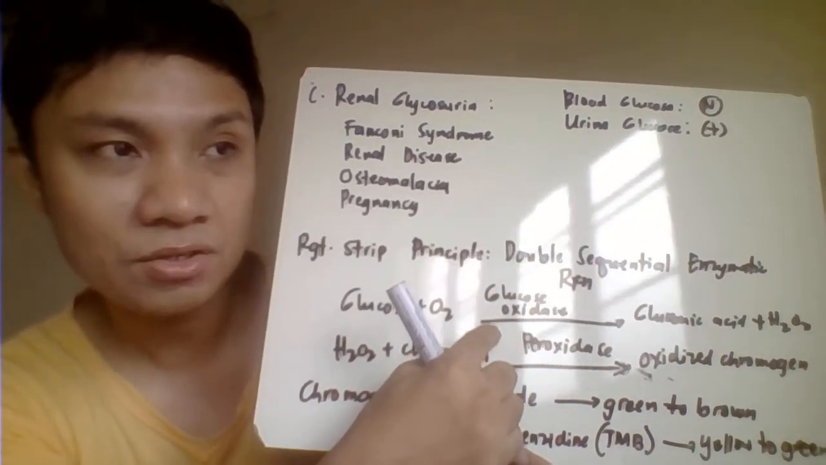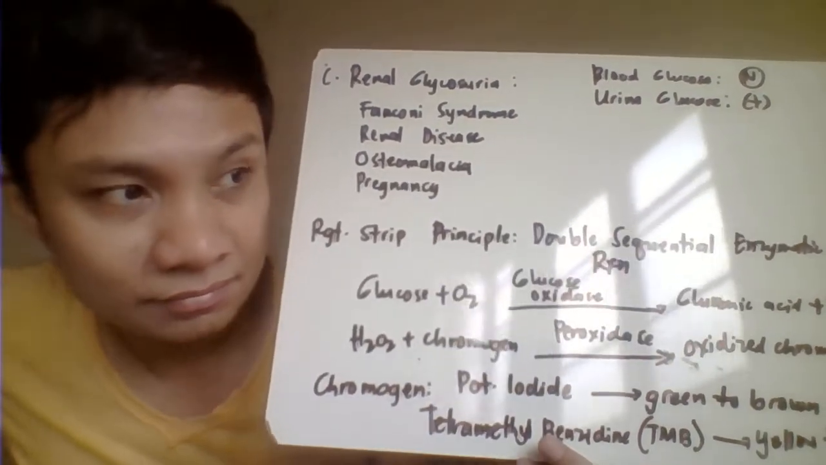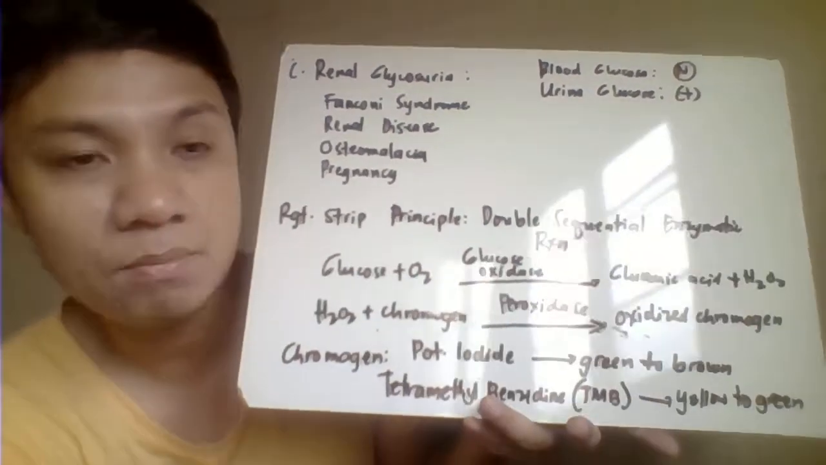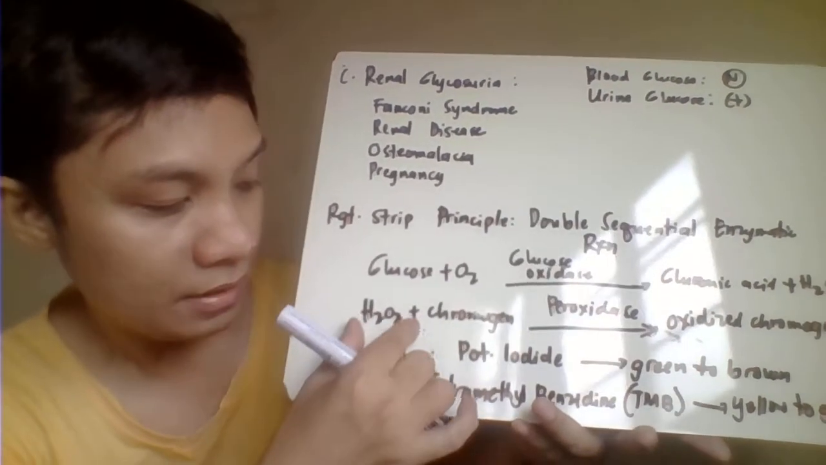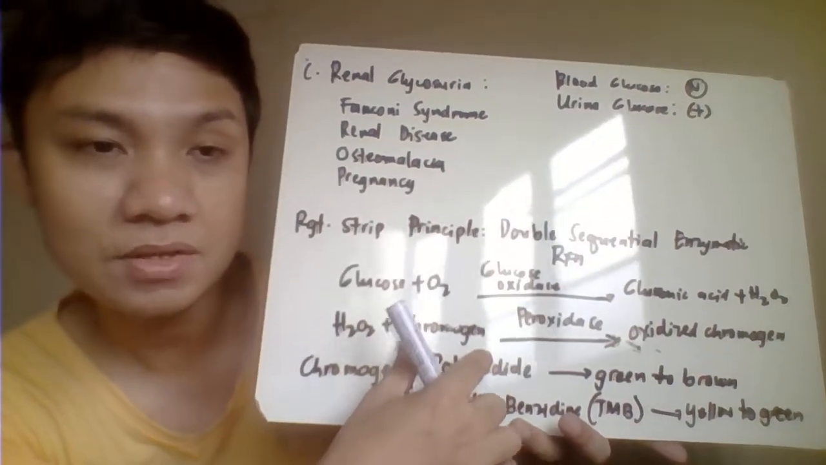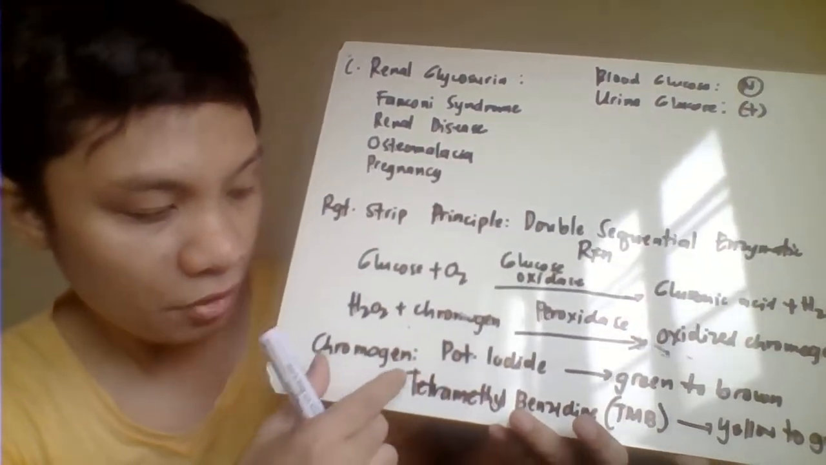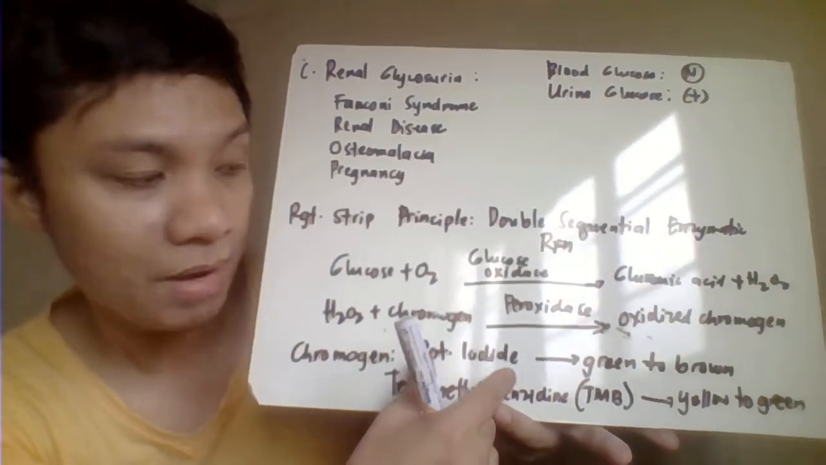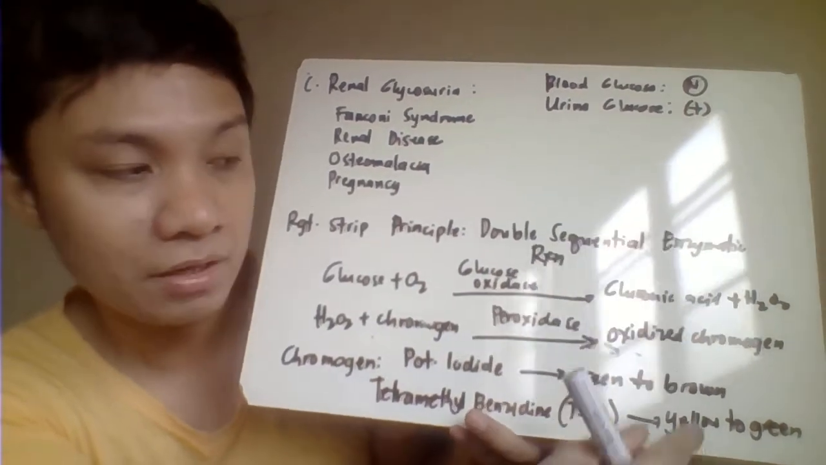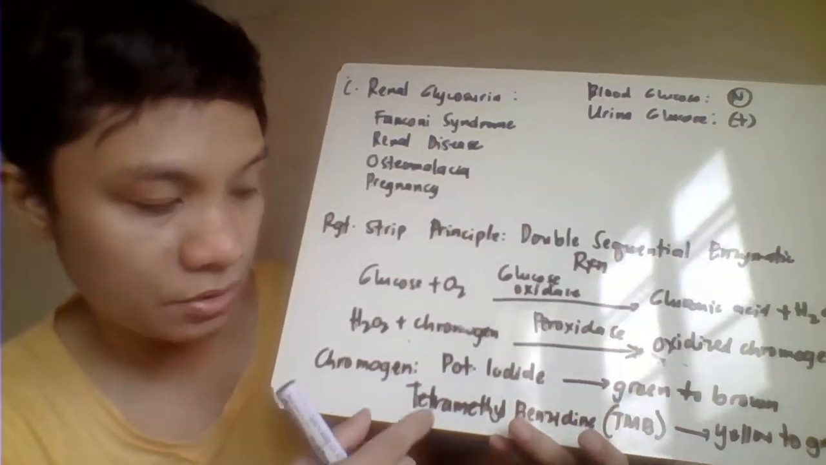This is an oxidation. Okay, this is a reduction process. Okay, glucose oxidase tries to reduce your glucose to gluconic acid plus your hydrogen peroxide. Hydrogen peroxide plus your chromogen. So, pag sinabing chromogen, this is your indicator responsible for the color change. For the chromogen, pwede kang gumamit ng potassium iodide. Potassium iodide will change the color from green to brown. So, green is negative, the brown is the positive color reaction.